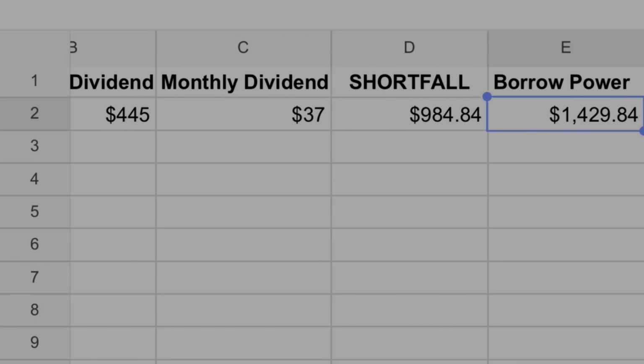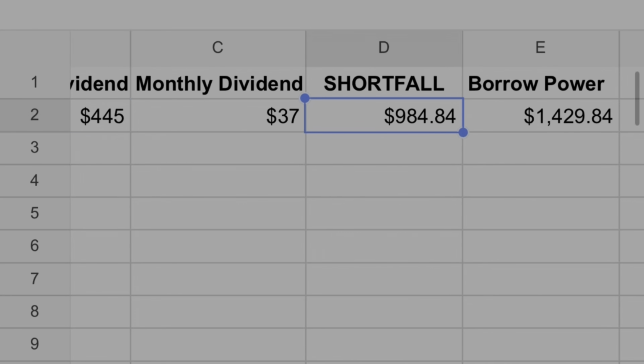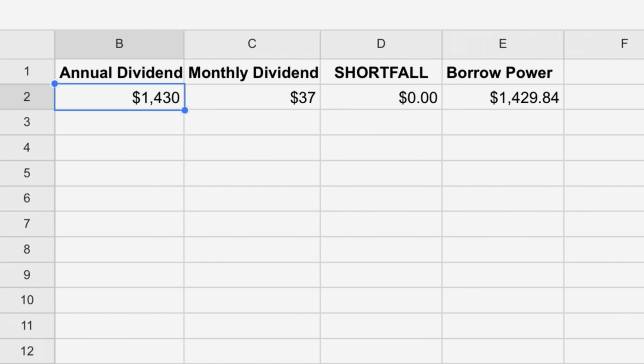Now the difference between my borrow power and what my dividend pays me every year, I call it shortfall, is 980. Let's say $985, meaning that if I put right now that amount, I'm basically interest free because the first 1,000 with Robinhood Gold is interest free, basically.